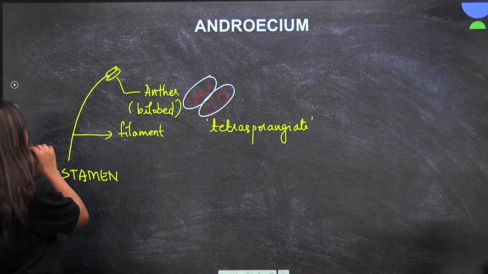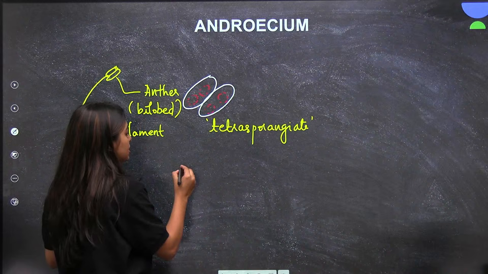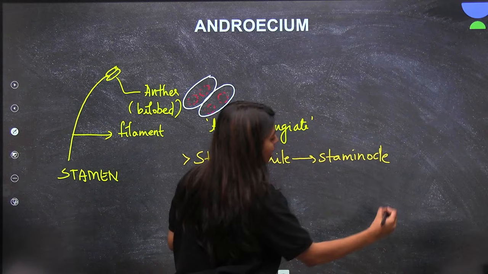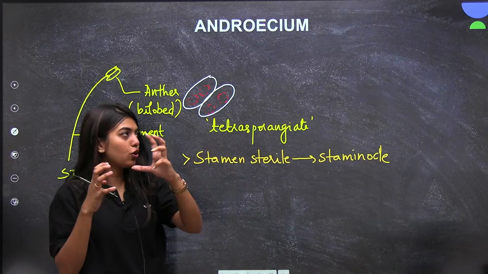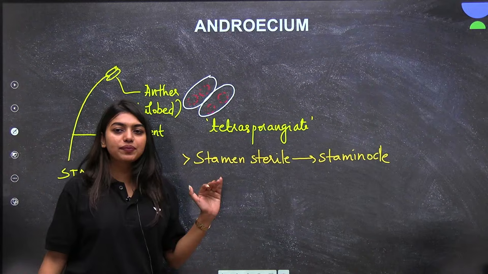Now, in some of the plants, the stamens will be sterile. This is called staminode. That means the stamens will be sterile in some of them. That means the anther lobes will not develop into pollen grains. So the stamen which is sterile is called staminode. Clear? Yes, very good. Sterile stamen is called staminode.